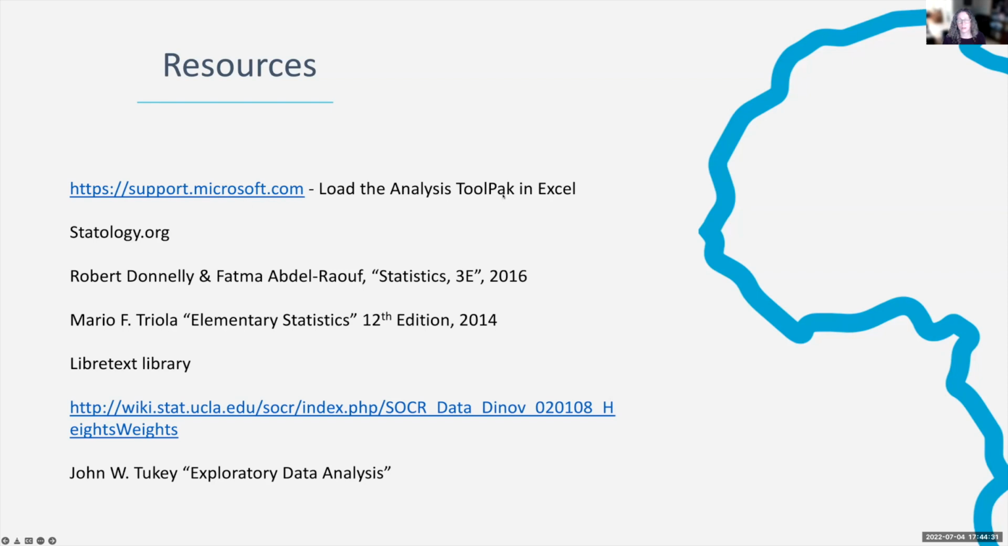This is a link where you would find out about using the Analysis ToolPak in Excel. I referred to statology.org, the Statistics 3E book, Mario Triola's Elementary Statistics, 12th edition, 2014, and the LibreTexts library. This was the data I got for the heights and weights. If you did not manage to get a copy from the notes for this course, or if you're watching on YouTube, you can type this in and download the data. It's quite a large data set with many data points, so you can play around with that in Excel. And then John Tukey wrote a great book on exploratory data analysis, which I also referred to.